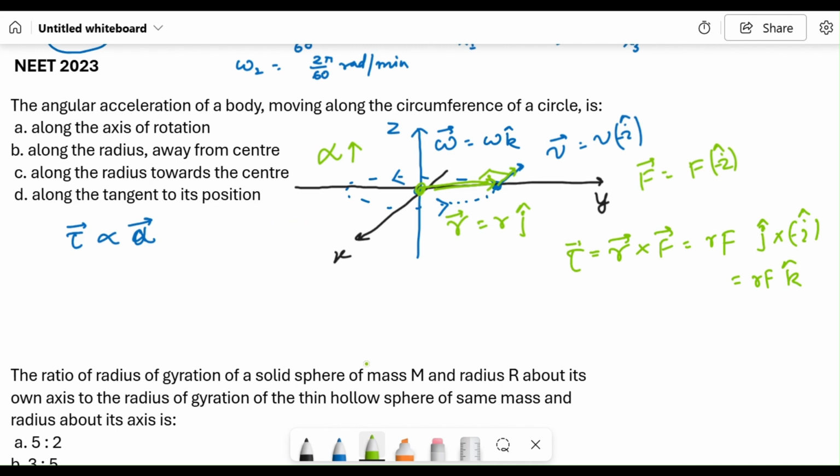Okay. Now, what if this force is acting along i cap? Look, this is tangential, but just opposite to the direction of this velocity. In that case, r cross f will give us j cross i, which will be minus k cap. And in that case, the torque is acting along the negative z direction for this force here. So angular acceleration is acting along the negative z direction in this case. At the end, the angular acceleration is acting along this z axis. This is the axis of rotation. Okay.